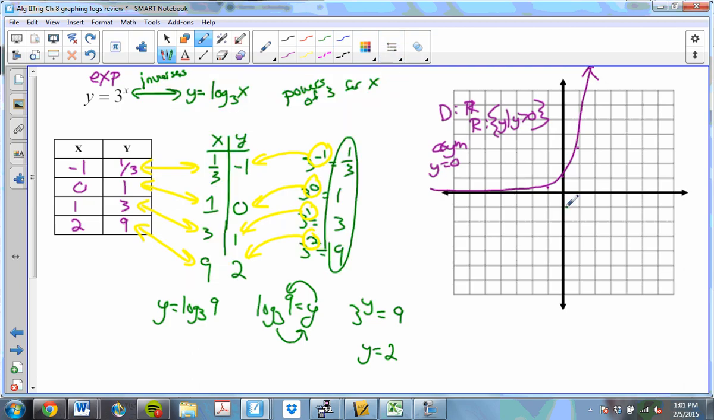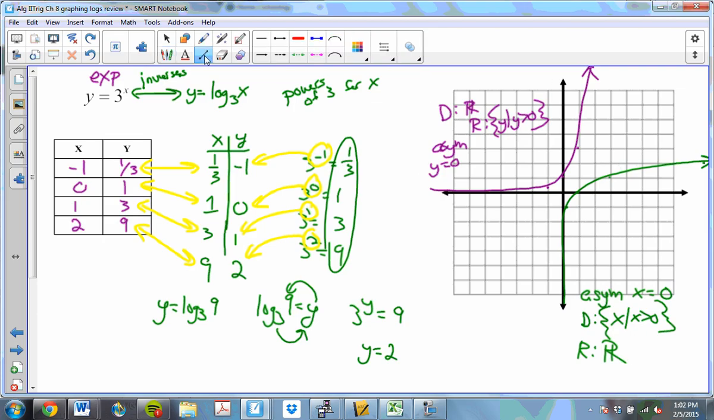So I have the point 1 third, negative 1. I have the point 1, 0. 3, 1. 9, 2 is way out here. This graph goes like this. It has a vertical asymptote at x equals 0. The domain is x such that x is greater than 0. And the range is all real numbers. On all logarithms, the range is all real numbers, and the domain is based on where the asymptote is. And remember that all inverses are just reflections over the line y equals x. Or we switch x and y, and that's what we have here.